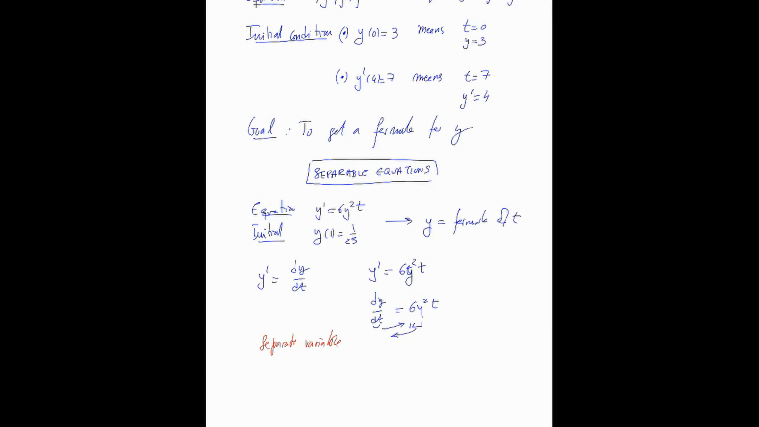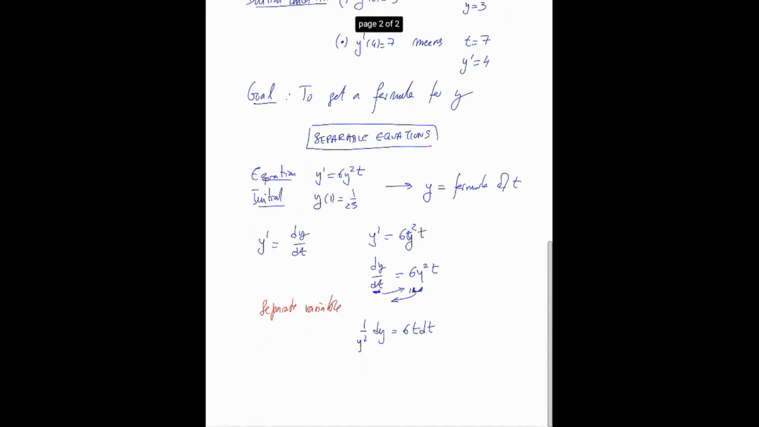So we have y squared, which is multiplying, will come here dividing dy, and the dt, which is dividing, will come here multiplying 6t dt. And the next step we do is we integrate both sides. So let me put it in red so it's clear. Integrate both sides. And this is separate variables actually. Separate variables means on one side of the equal sign we have only y, and on the other side we have only t. So integrate both sides.